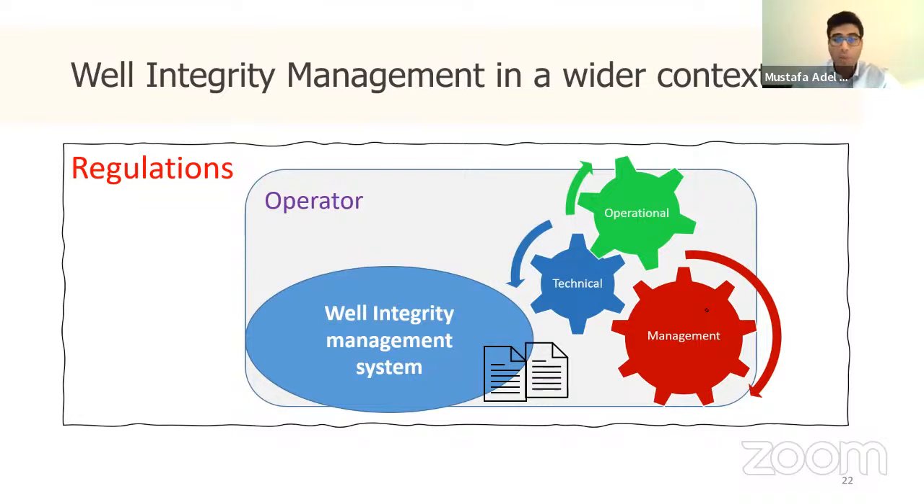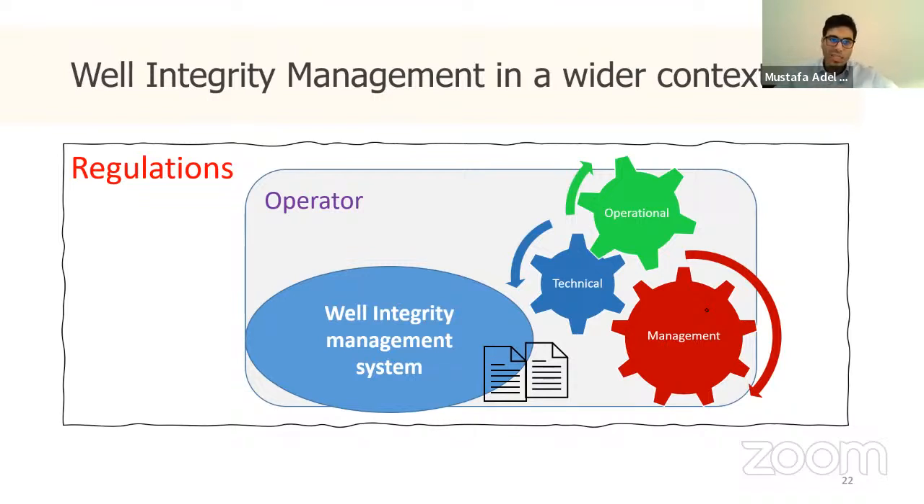In addition, the company should have a well integrity strategy in which the company highlights its goals for well integrity. For example, the company wants to limit high-risk wells to 0.5% annually, and the company is aiming to reduce the number of wells that need bleeding and close annulus pressure monitoring to 2% annually, and so on.